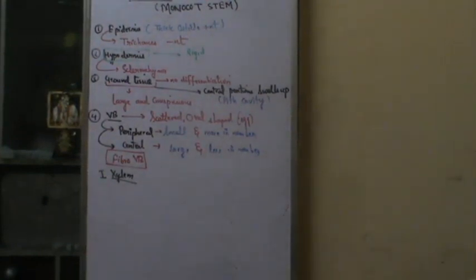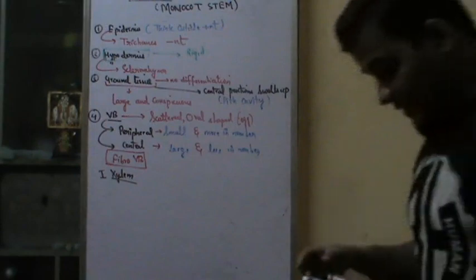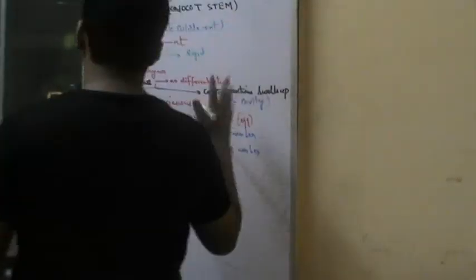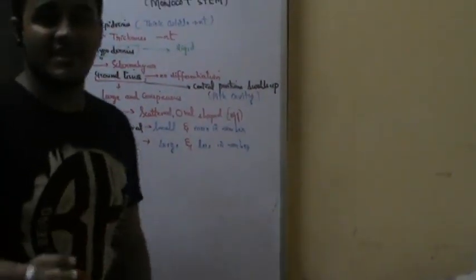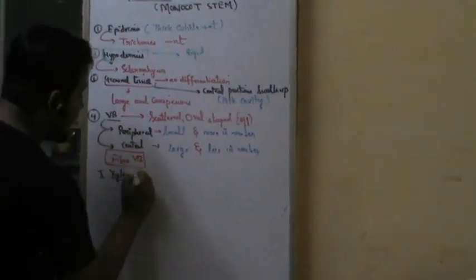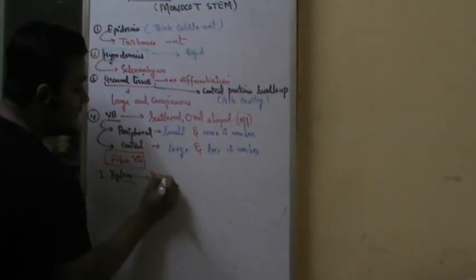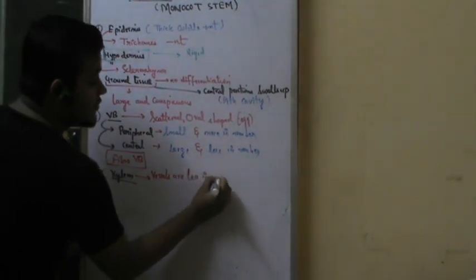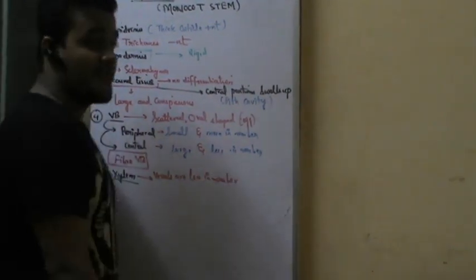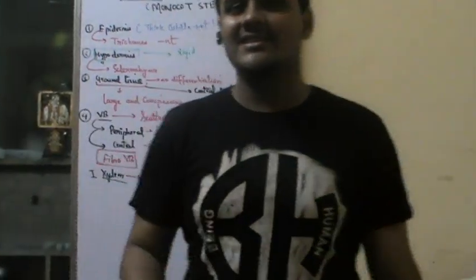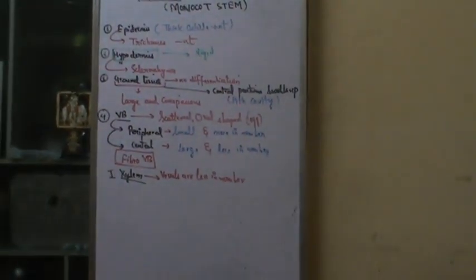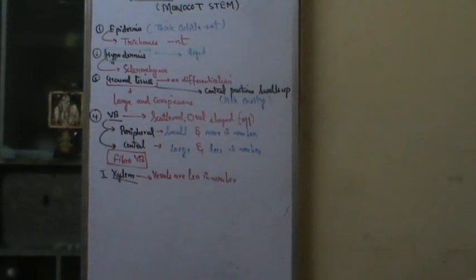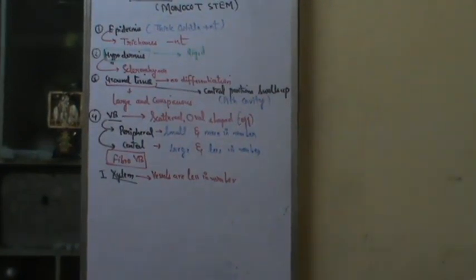Okay, other than this, always look at the xylem. If I talk about xylem, it has many cells: vessels, tracheids, and so on, we'll be discussing all of them later on. The vessels are going to be less in number. Vessels are less in number. It is an NCERT line, don't ignore this particular line. Less in number. Always remember metaxylem has two large vessels.